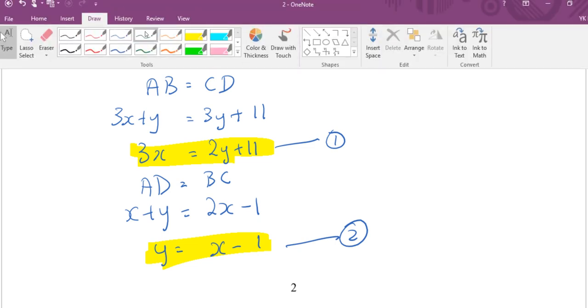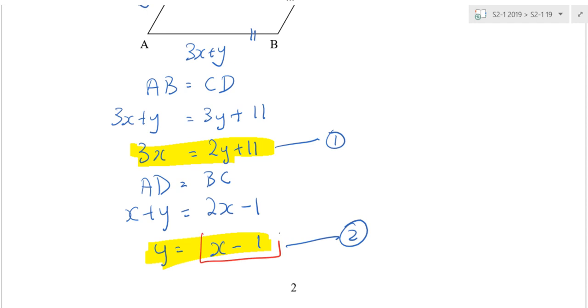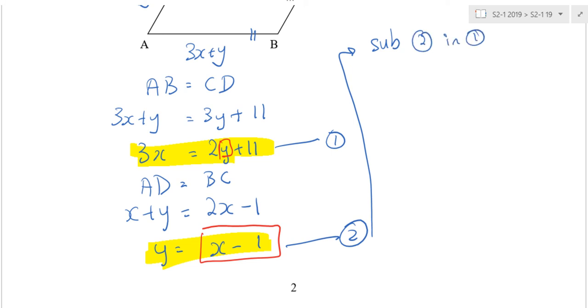Do you agree that I'm trying to sub this into this? Do you agree? Okay. So now I write. I try to squeeze everything in one screen so it's easy for you to see. Sub equation 2 in 1. So what do I write? Ashraf? 3x equals to 2 times x minus 1 plus 11.